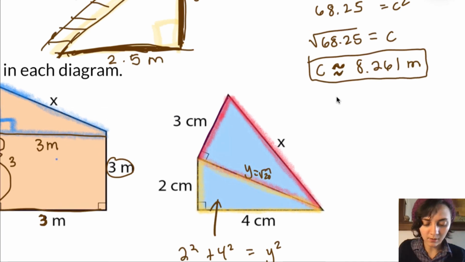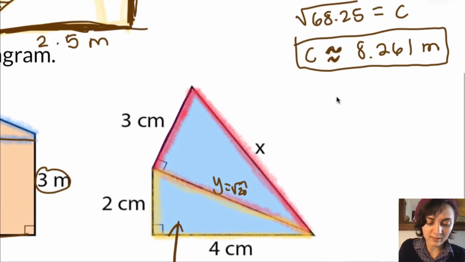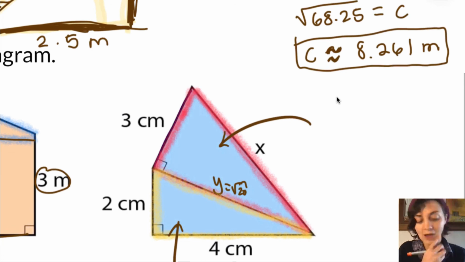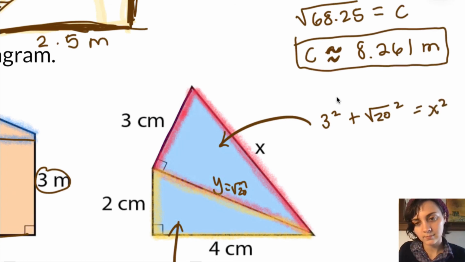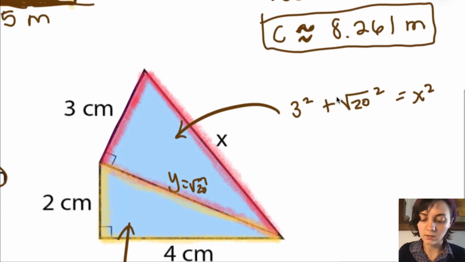And now I can solve for x. So now I have 2 sides of the red triangle and I can figure out x. So that's going to be 3 squared plus the square root of 20 squared equals x squared. Okay, get your practice in. Work ahead of me as I also solve this problem.